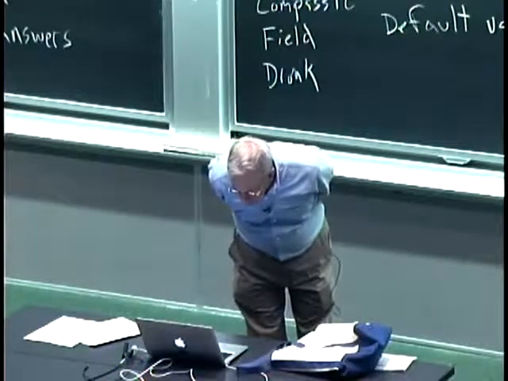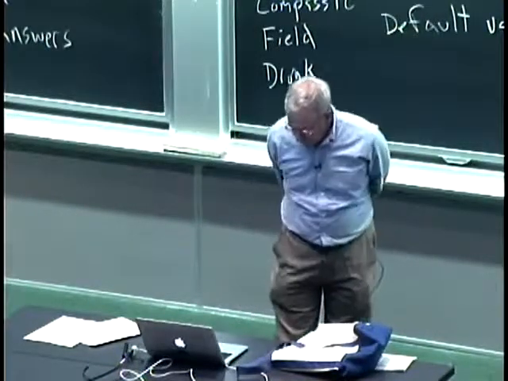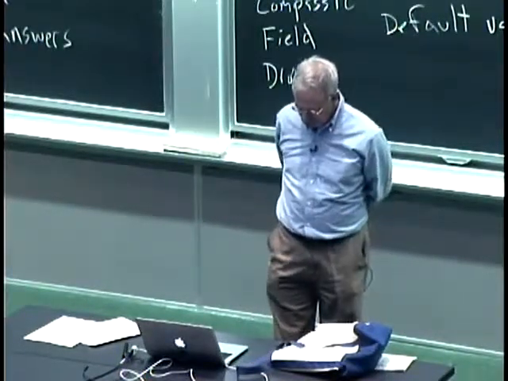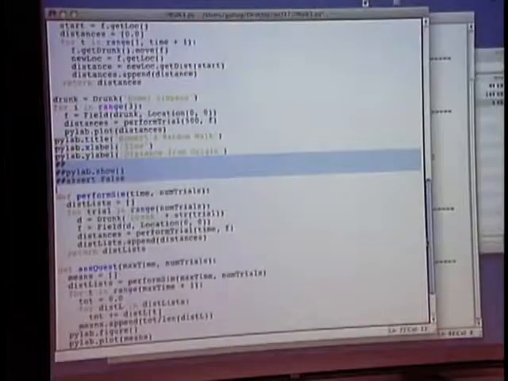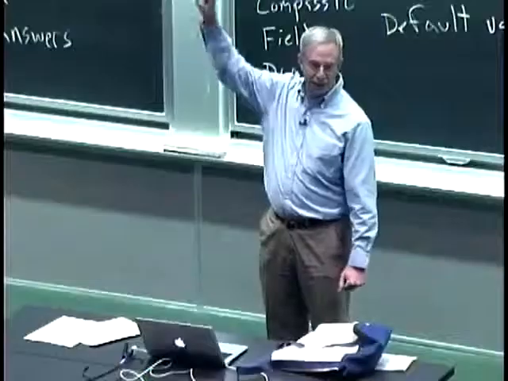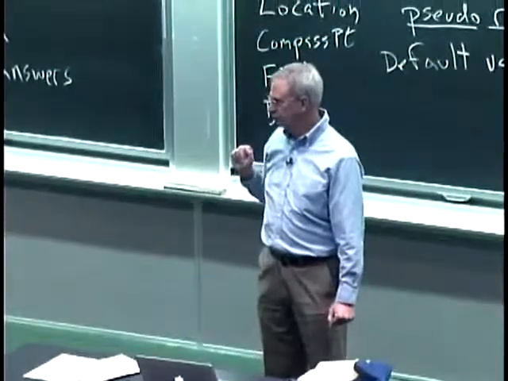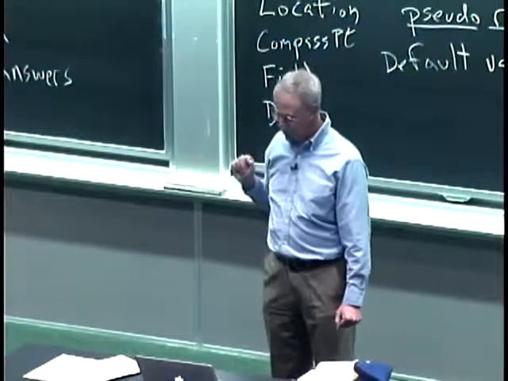Well, not yet. So it says D equals drunk. Field is start in 0, distances equals perform trial, append the new list, and what it does is it returns a list of lists, where each list is what we had for the previous trials. Make sense?